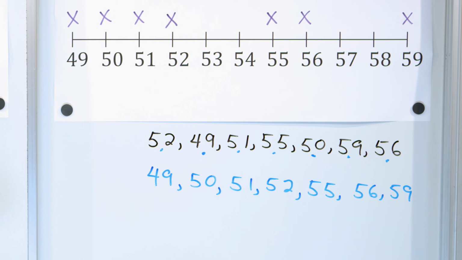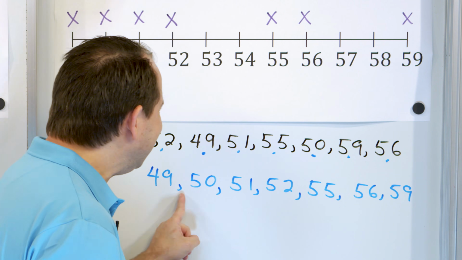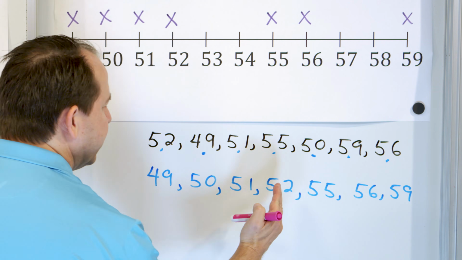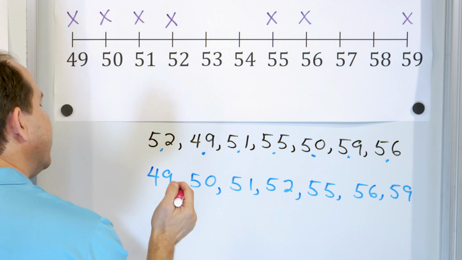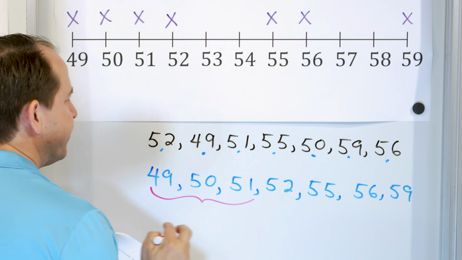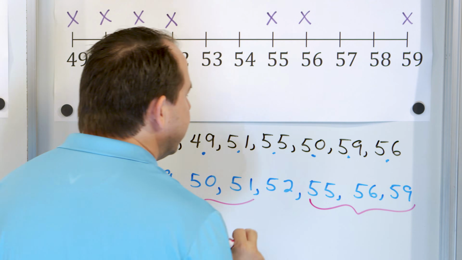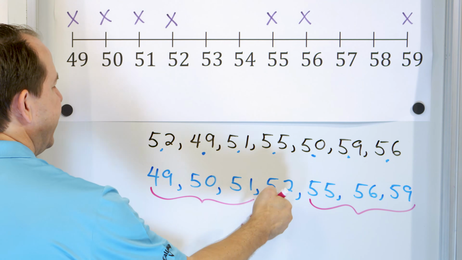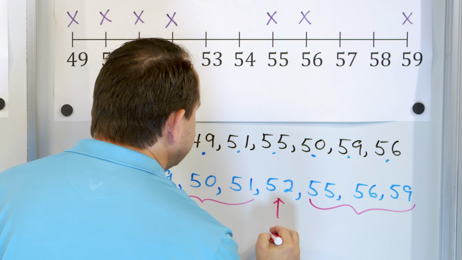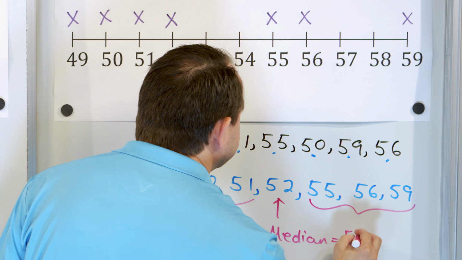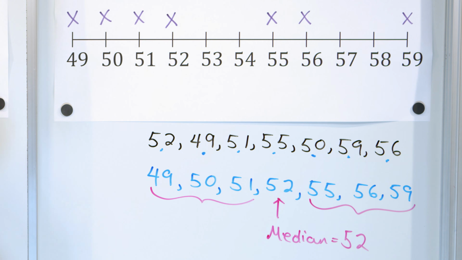All right, now we want to find the center value of this data. We order it from least to greatest, and we are literally trying to find the center of the data. Most people could see that 52 is in the center, but a better way to do it is to group. We group those three, and then we group those three. If we pull those three away and pull those three away, this one is the one in the center. So the median is equal to 52.